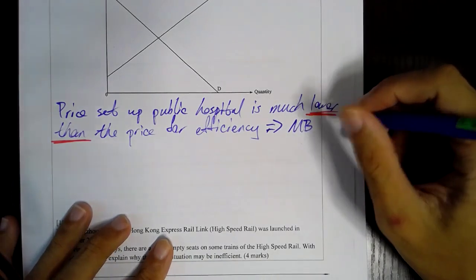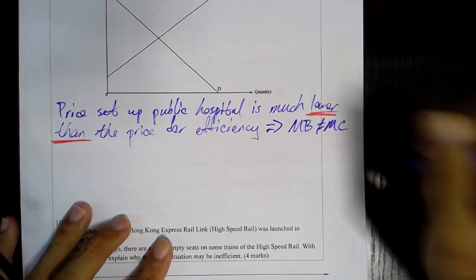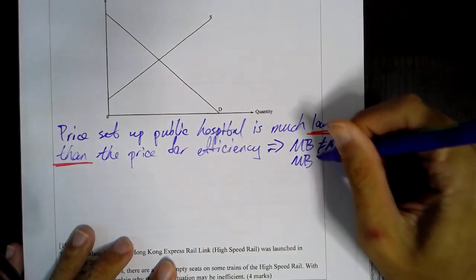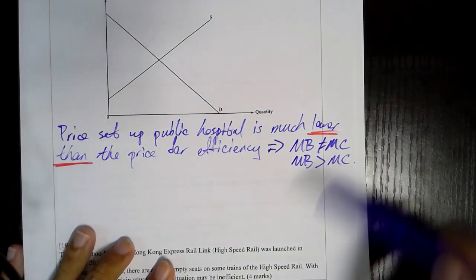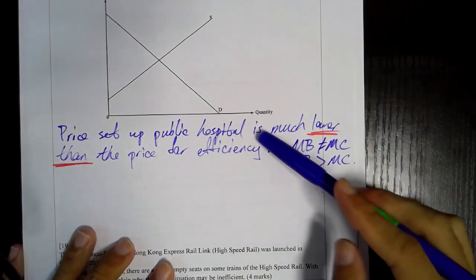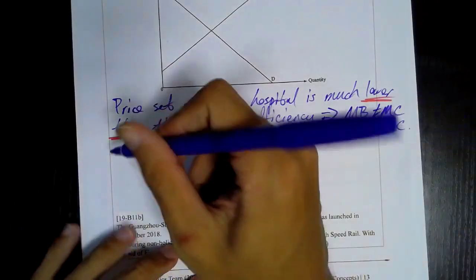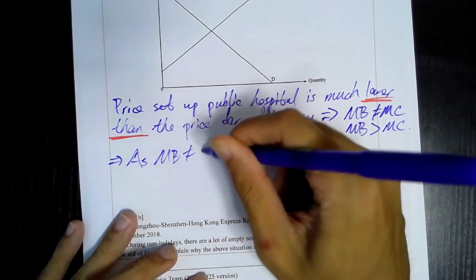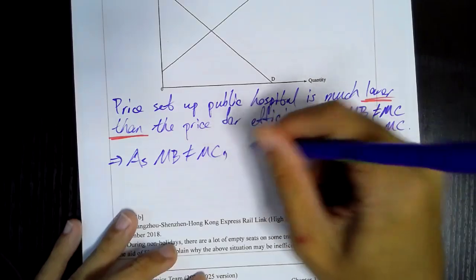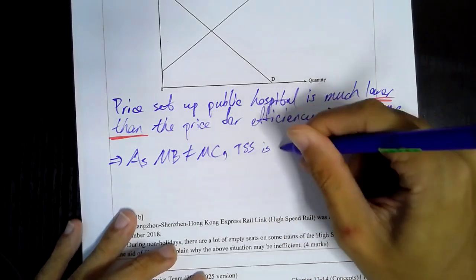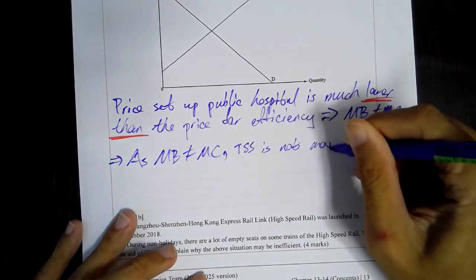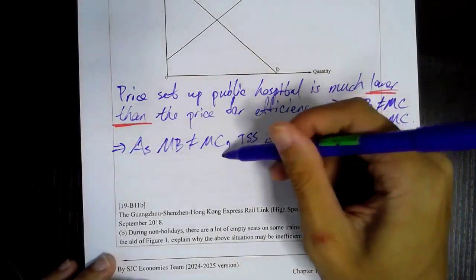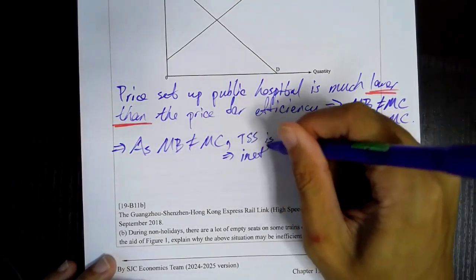MB definitely would not be the same as MC. In fact, in our case, I think MB will be much larger than MC. Definitely. Okay, so this is not S. 我哋就話啦 as MB does not equal to MC, TSS is not maximized. It is not maximized. Therefore, it is inefficient.